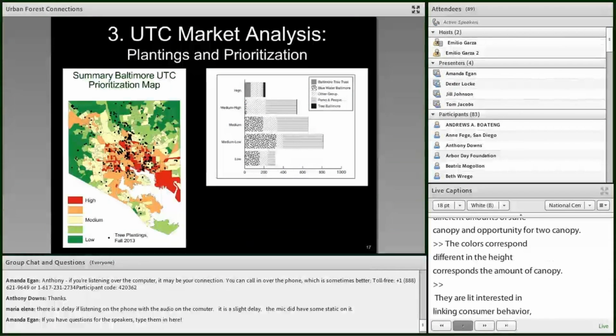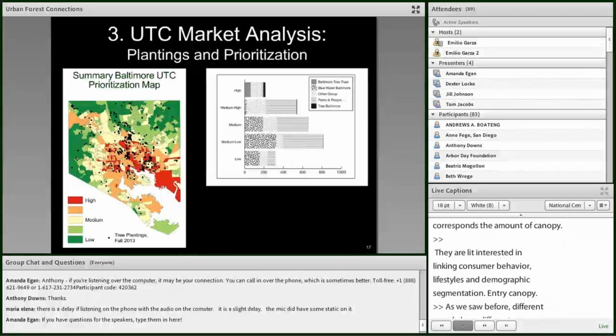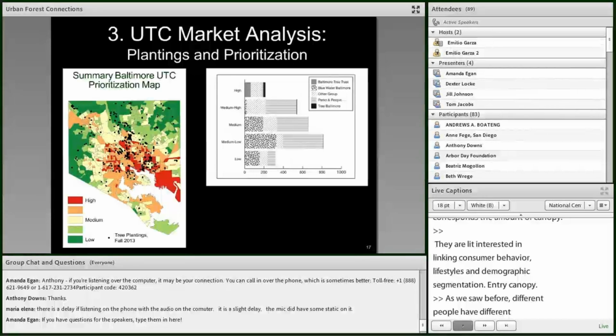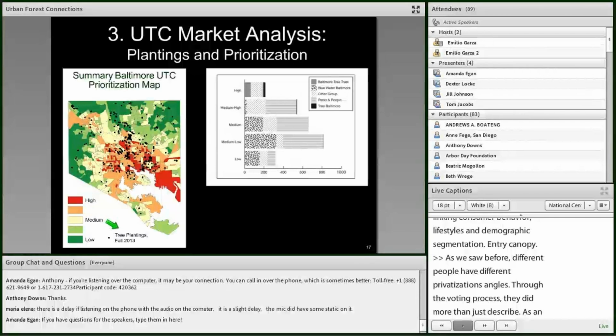And as we saw before, different people have different prioritizations. Different organizations have different priorities and different goals. And through the voting process that Morgan just described, we have the prioritization map shown on the left. Just as an example, we have the trees planted in the fall of 2013.